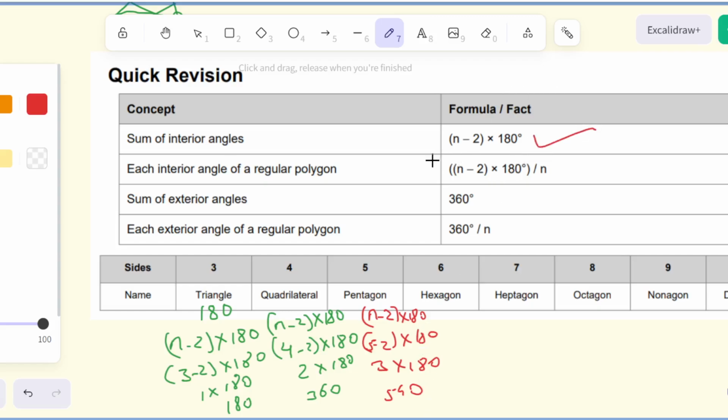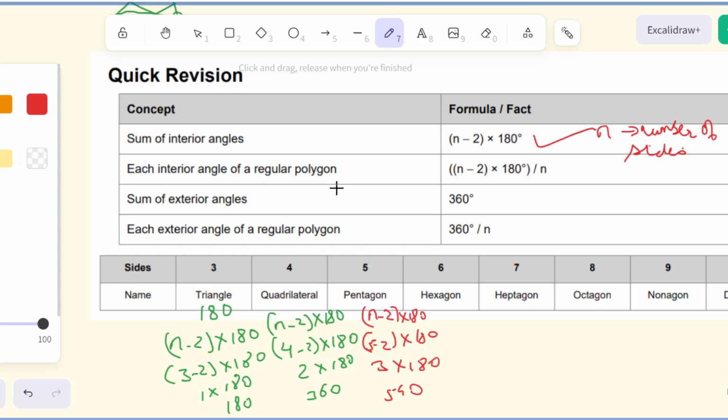Pranshi, you should know the sum of the interior angles of any polygon. Let's use the formula n minus 2 times 180, where n is the number of sides.